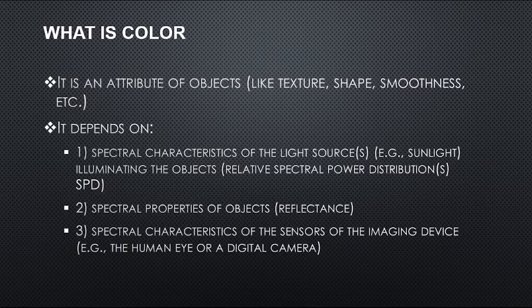What is color? It is an attribute of an object, like texture, shape, smoothness, etc. It depends on the spectral characteristics of the light source illuminating the object, the spectral properties of the object, and the spectral characteristics of the sensors of the imaging device.